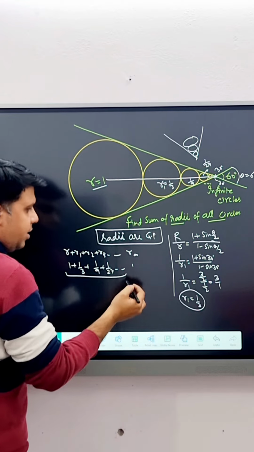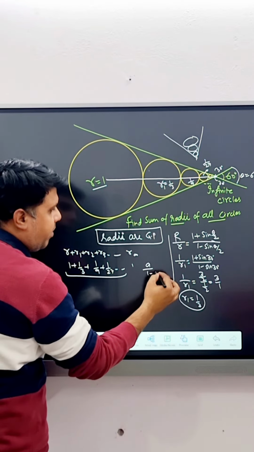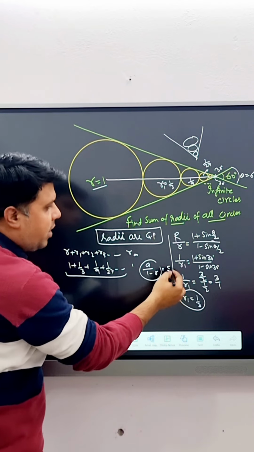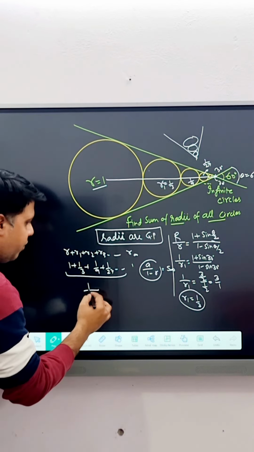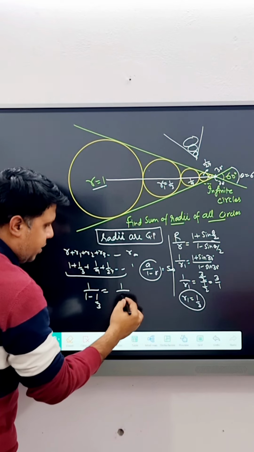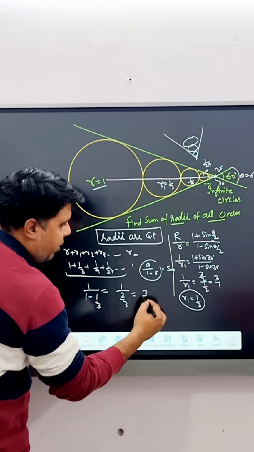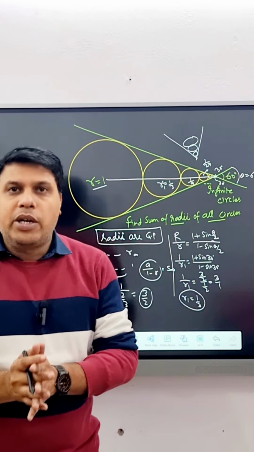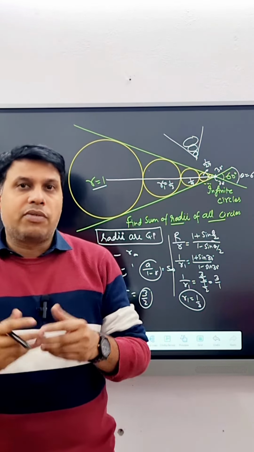So this is an infinite GP and you should know A upon 1 minus r is the formula to find the sum of a converging GP series. So 1 upon 1 minus 1 by 3. So the answer of this question will be 3 minus 1, that is 2 by 3, or 3 by 2. So the sum of all the radii will be 3 by 2, and you can connect with the selection classes for more such videos.